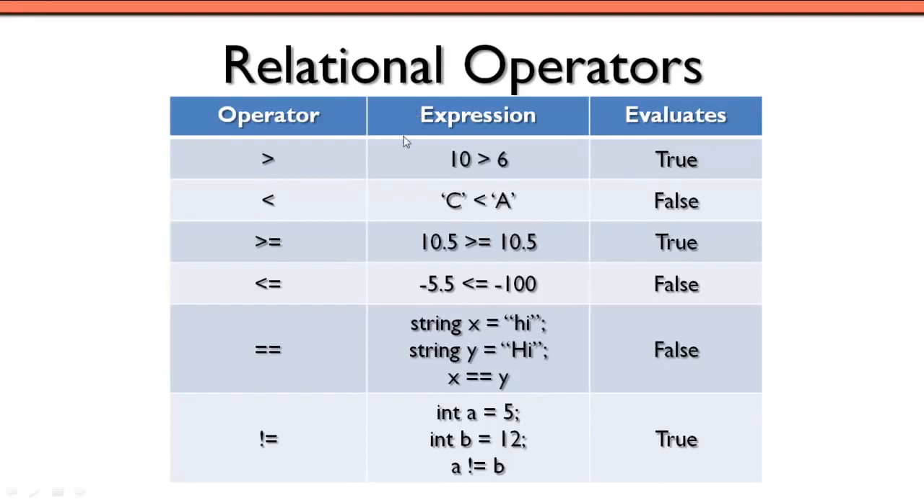So that's basically it. We have 6 relational operators, and we can use them with various types of operands. We can use them with the numeric data types, so we've seen the int, we've seen the double. We can use them with character types. We can also use them with string types, and we'll see that we can also use them with other data types as well that we haven't talked about just yet.